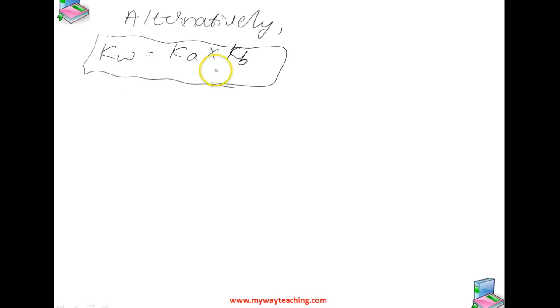Alternatively, the above expression Kw is equal to Ka into Kb can also be obtained by considering the base dissociation equilibrium reaction. So Kw is equal to Ka into Kb. This is the relationship between acid and base.